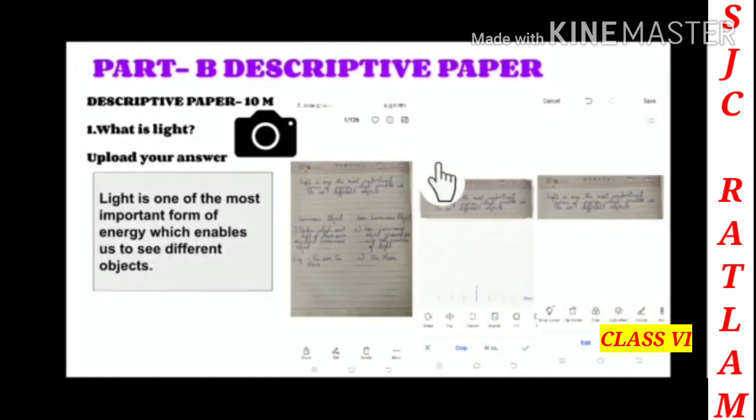Children, here you can see the part B, that is the descriptive paper, that is of 10 marks. So children, here you can see, suppose the question is, what is light? So children, again you will get the text box. Here you can type your answers. But remember children, don't press the enter key. Just type your answers here in the given box. And when the answer is complete, you can click on the next button. Then you will get the next question.